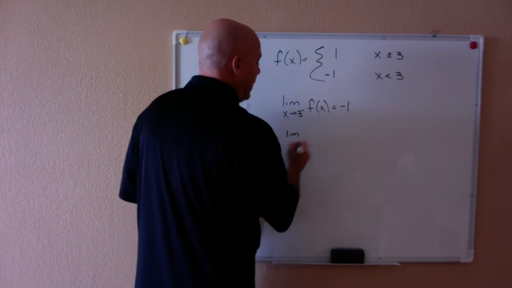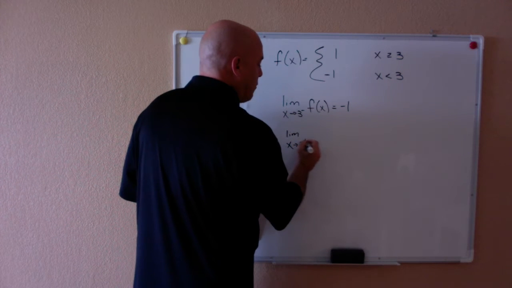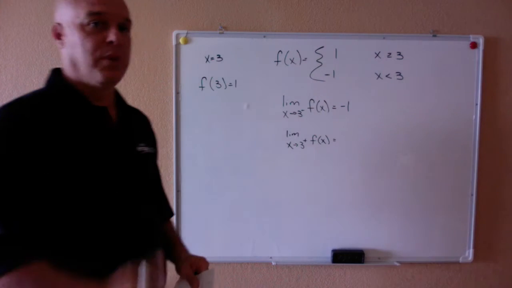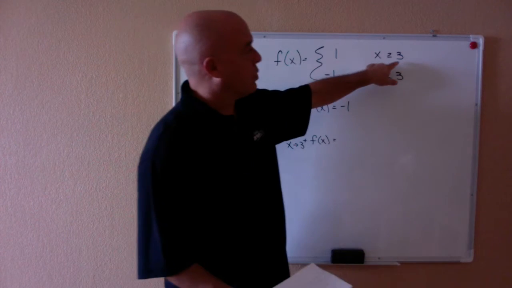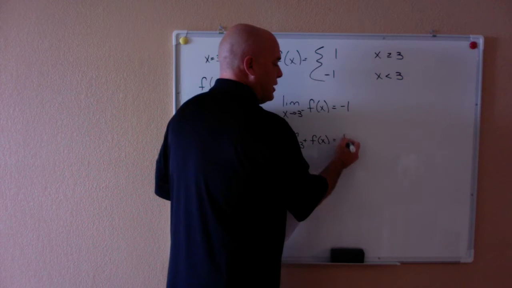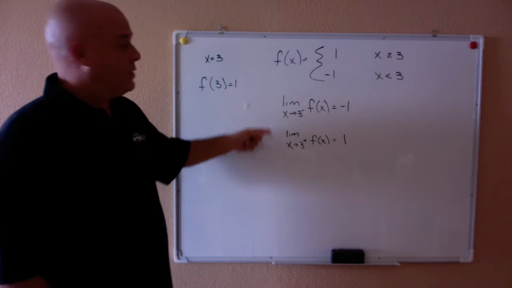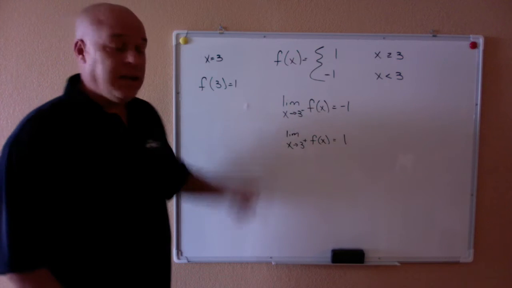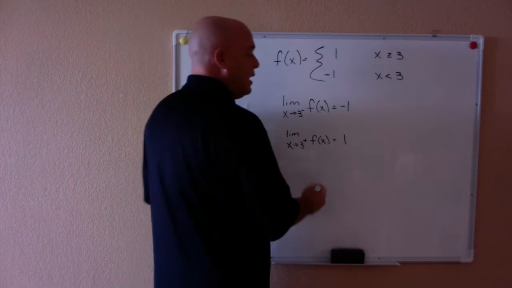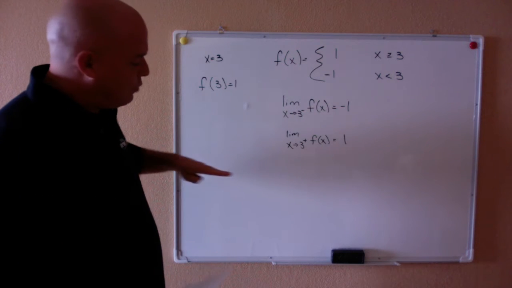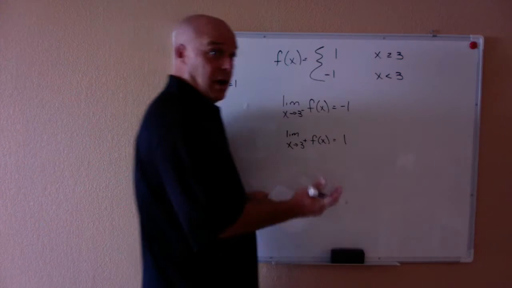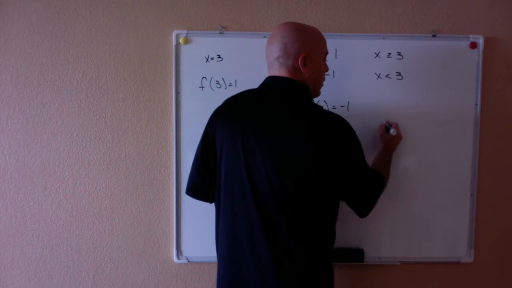If I look at the limit as x approaches 3 from the right-hand side, now I'm looking at numbers like 3.1, 3.01, things like that. Those numbers are greater than 3, so I'm using the top function, and that tells me the limit is equal to 1. You can see pretty easily here that the limit from the left is not equal to the limit from the right. And so this is also a discontinuous function. The function is moving along at -1, and then all of a sudden we jump up to 1. That's why we give this the name that we do. This is called a jump discontinuity.